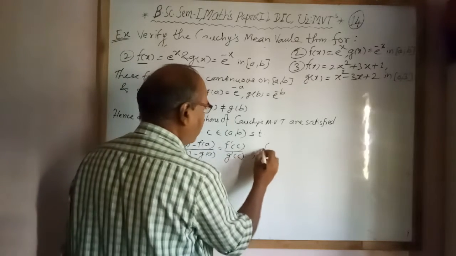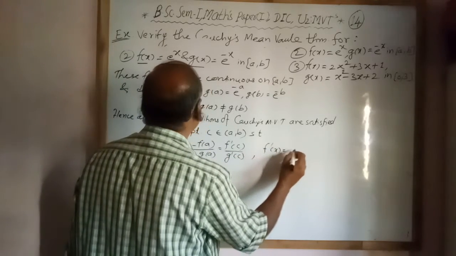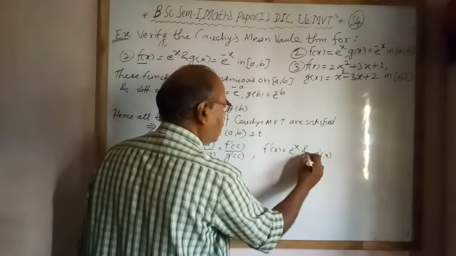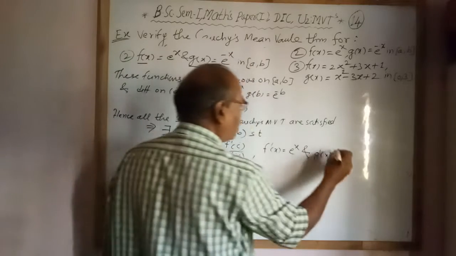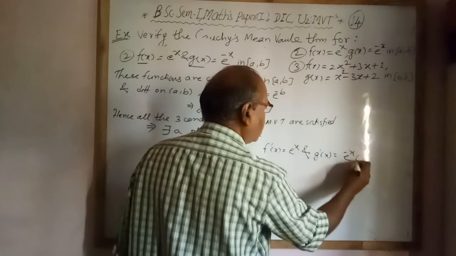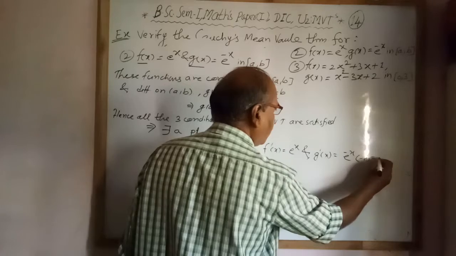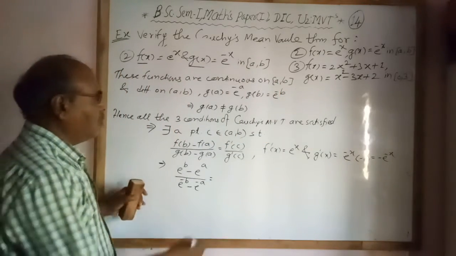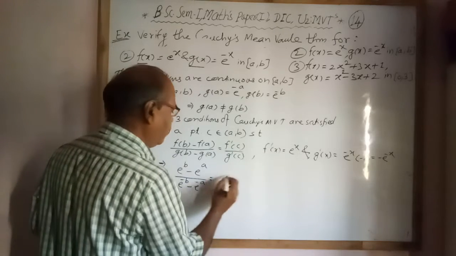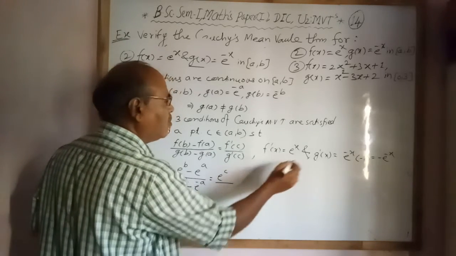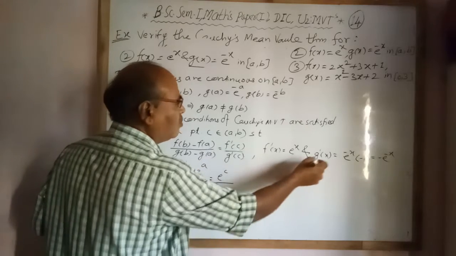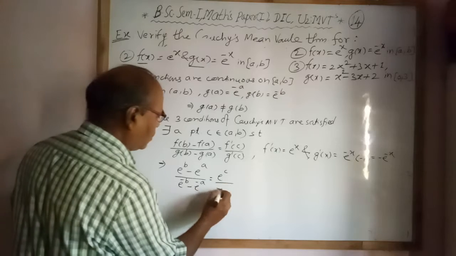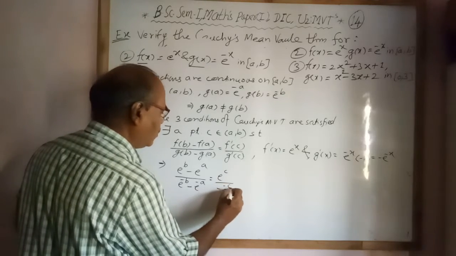Now first the derivative of f of x: f dash of x is the derivative of e to the power x, which is e to the power x. The derivative of g of x, the derivative of e to the power minus x, is e to the power minus x times the derivative of minus x, which is minus 1. Therefore, minus e to the power minus x. Therefore, I find f dash of c by putting x equal to c: e to the power c divided by g dash of c, putting x equal to c, minus e to the power minus c.